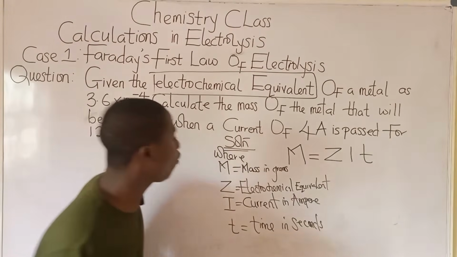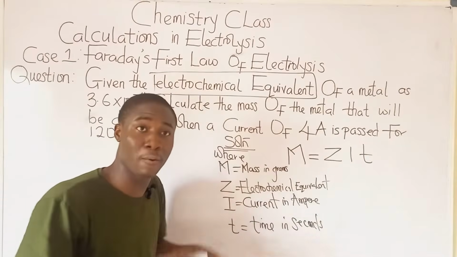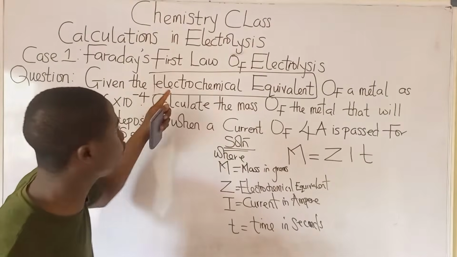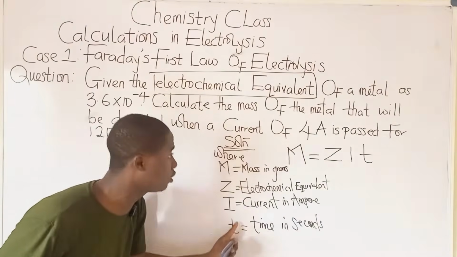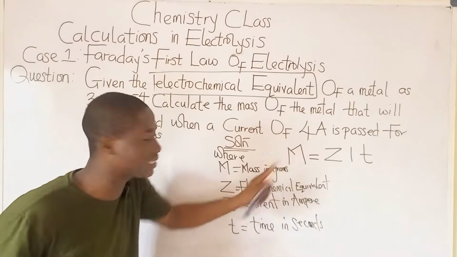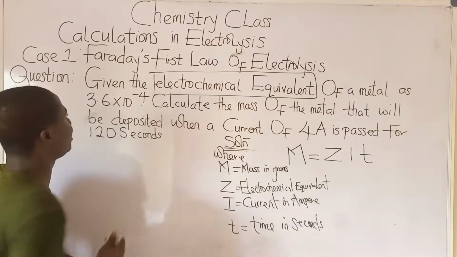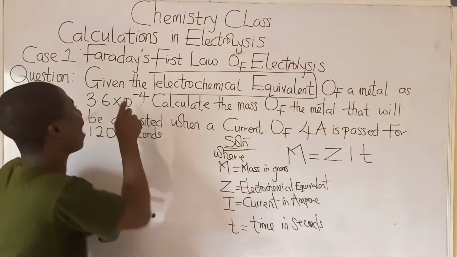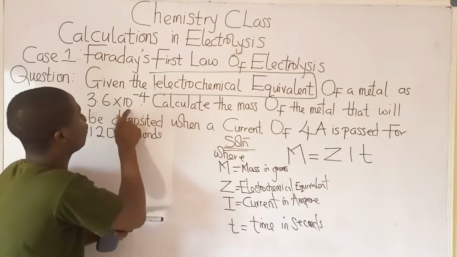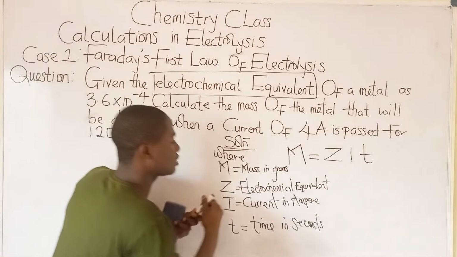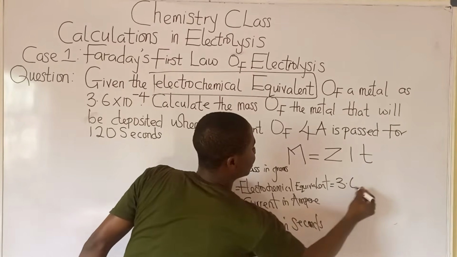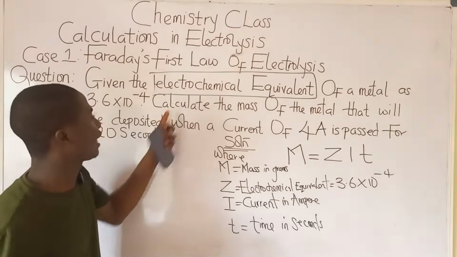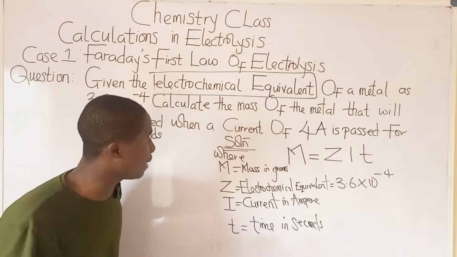So you can see what each of the parameters in this formula mean, so without wasting much time, let's input all the parameters in the question into this formula and get the mass as stated by the question. The question says, given the electrochemical equivalent of a metal as 3.6 times 10 raised to minus 4, calculate the mass of the metal.